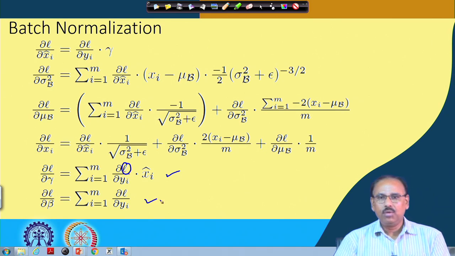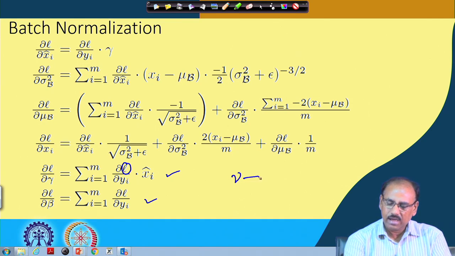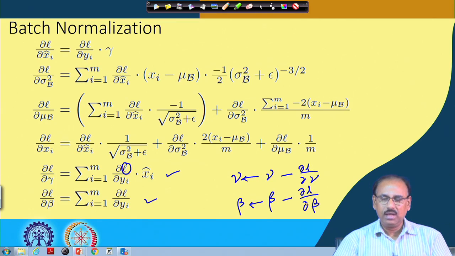Similarly, del L del beta, which is the gradient of the error with respect to beta, is nothing but del L del yi. Again, you are following the chain rule of differentiation, and you take the summation for i equal to 1 to m. Once you have this, your updation rule will be gamma gets gamma minus del L del gamma, and the new beta gets beta minus del L del beta. So it is the same gradient descent rule that can be applied in the back propagation learning stage for updating these new parameters gamma and beta, and they will finally be tuned.